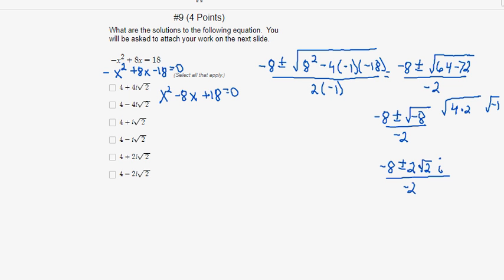Okay, now let's simplify this fraction. Negative 8 divided by negative 2 is 4, plus or minus 2 divided by 2. Now, it doesn't matter that we have 2 divided by negative 2 because we're considering the positive and the negative to get our conjugate pair here. So 2 divided by 2 is just 1. And to match what we have in our answer choices, 4 plus or minus i square root of 2 is our conjugate pair. And there's our answer.